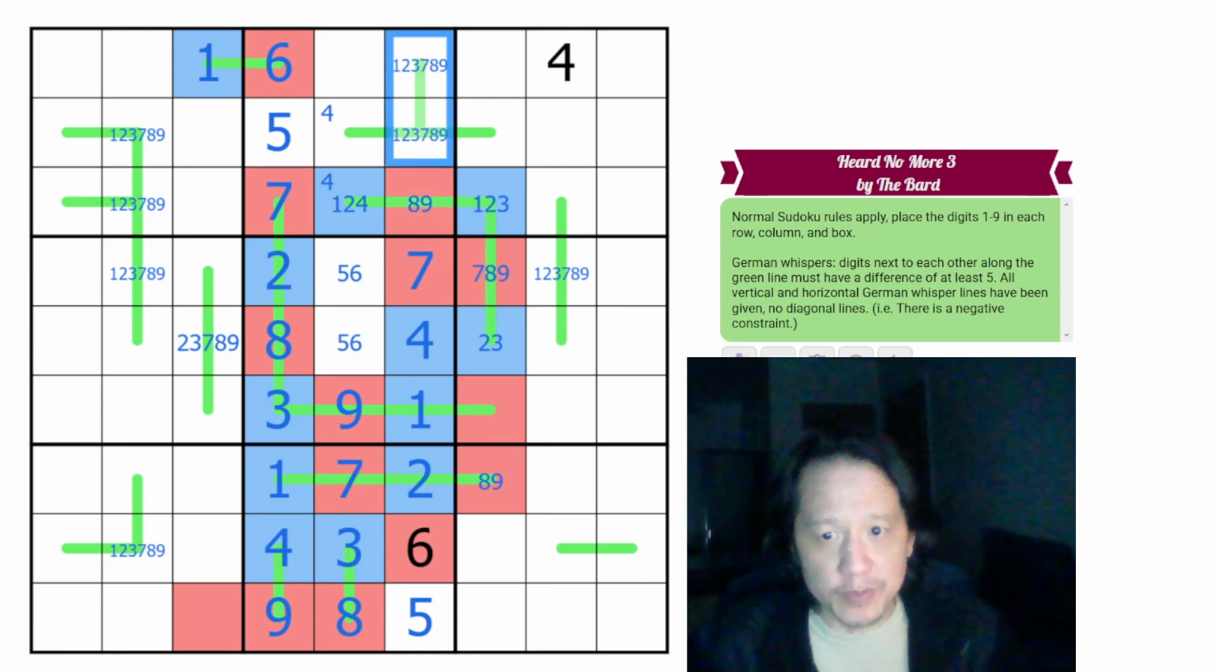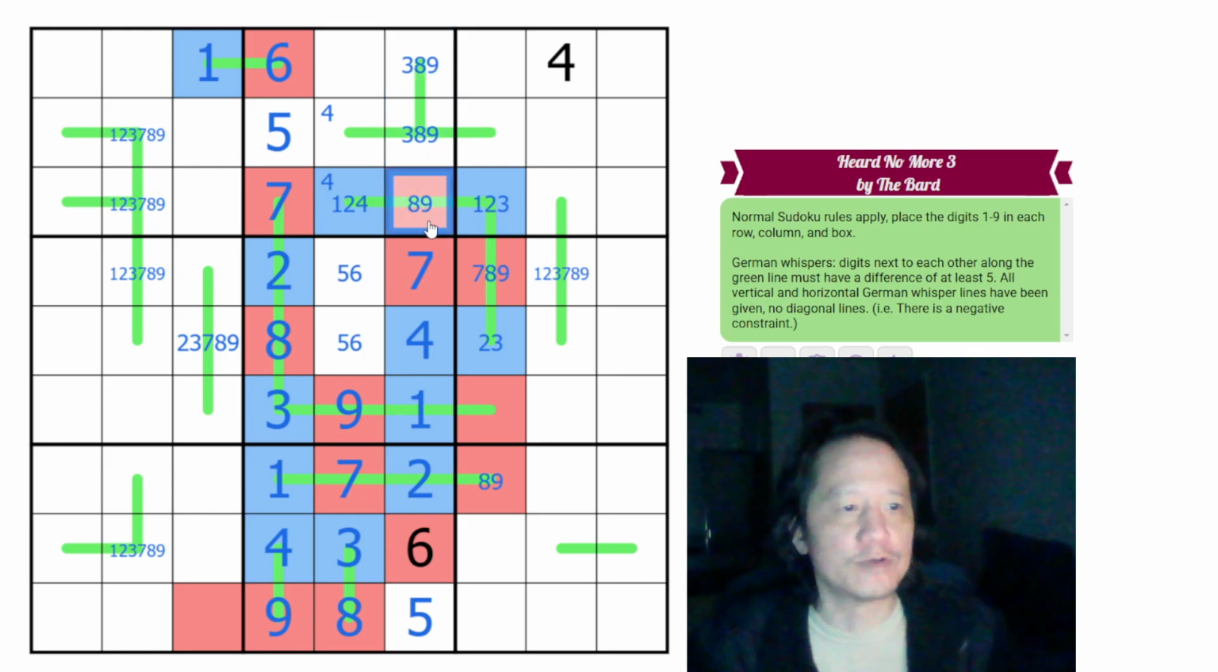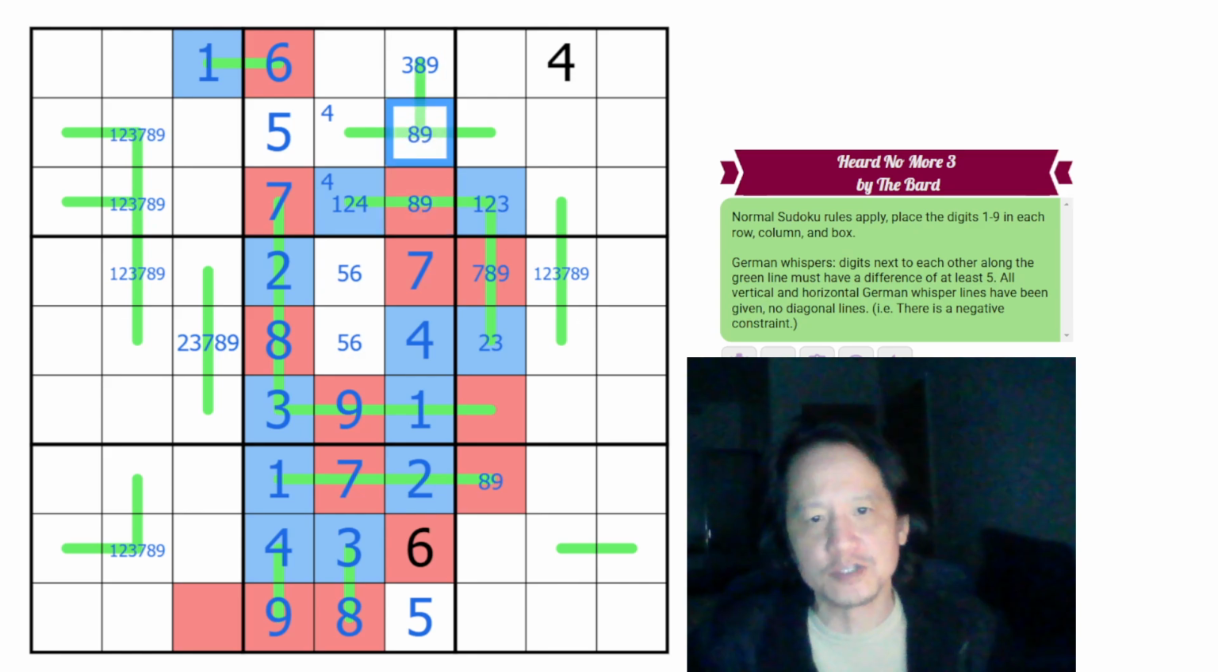This cannot be 1 or 2. It cannot be 7. We have a 3, 8, 9 triplet here. But if this were 3, this would have to be an 8 or 9 next to it. So therefore, it would have to connect as a German whisper line if this were a 3. So this cannot be 3. This must be a high, which makes this a low, and this a low. So this has to be 3.